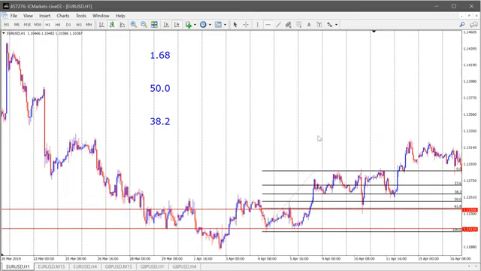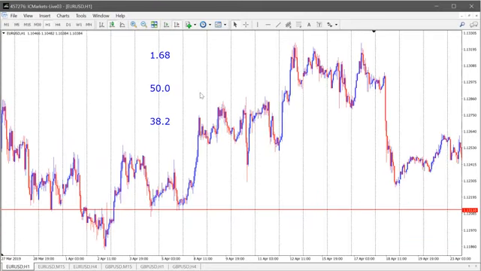Demand and supply zones are basically levels where price gets to and traders react. That's just it. That's the basis of support and resistance. And I'm sure you understand that, right?